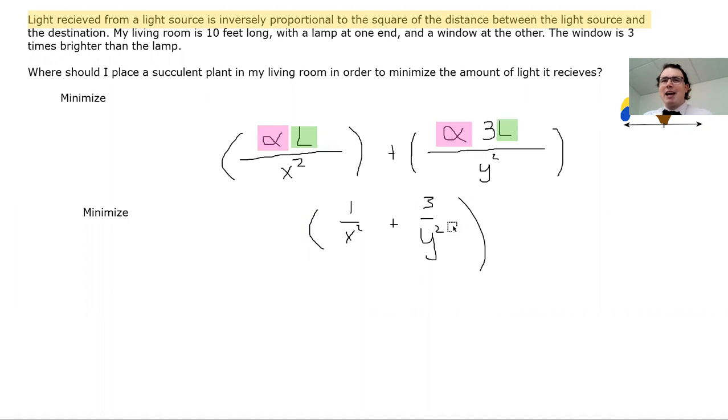What I've done is I factored out this alpha, I factored out this capital L, and I don't have control over those things. They're both positive things. So any minimization I get to do will just be minimizing 1 divided by x squared plus 3 divided by y squared.